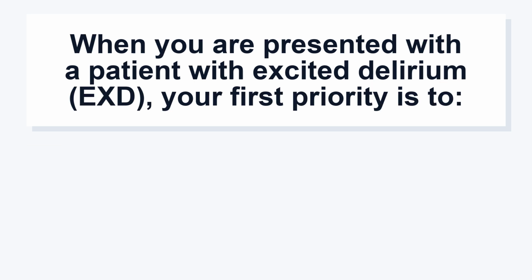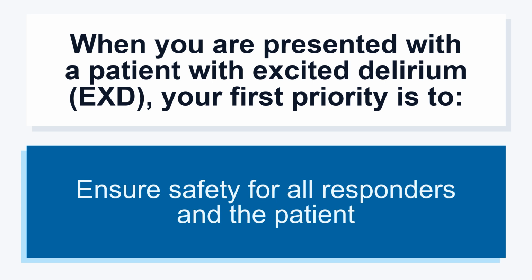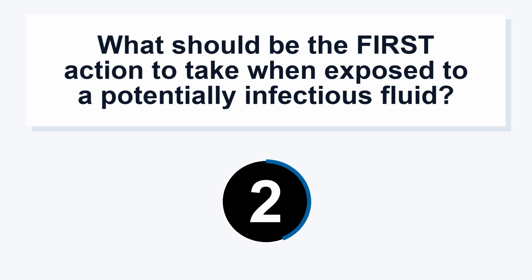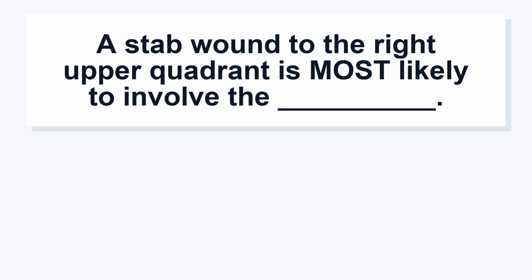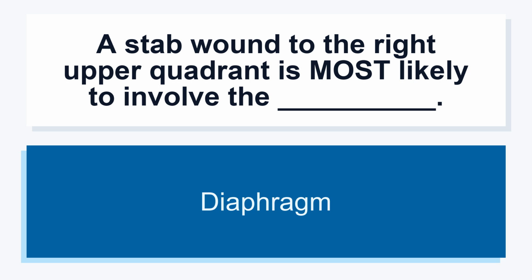When you are presented with a patient with excited delirium, EXD, your first priority is to ensure safety for all responders and the patient. What should be the first action to take when exposed to a potentially infectious fluid? Wash the area completely. A stab wound to the right upper quadrant is most likely to involve the blank. Diaphragm.